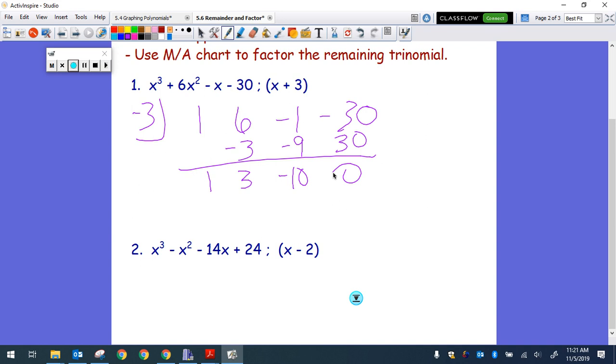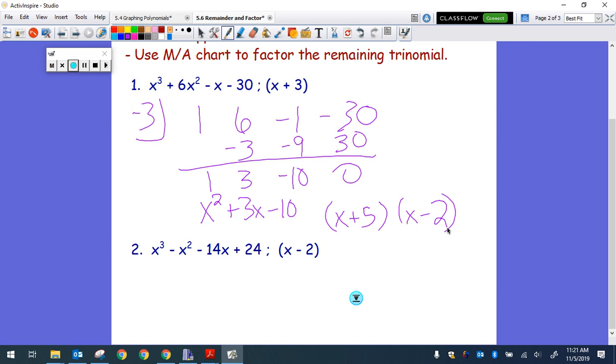So, if your remainder is 0, that means it is a factor, which we knew. It told us it was a factor. So this breaks down to a 1x squared plus a 3x minus 10. Now we need to factor that. So factoring means you want to figure out what you can multiply to get -10 and add to get 3. And it ends up being a +5 and a -2. If you multiply those, you get -10, and if you add those, you get +3.